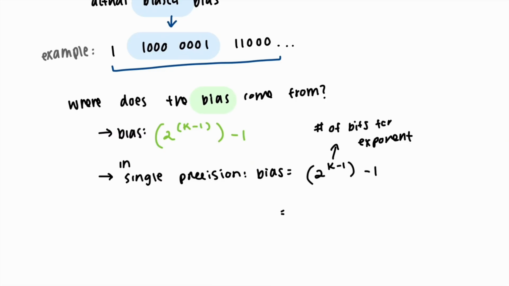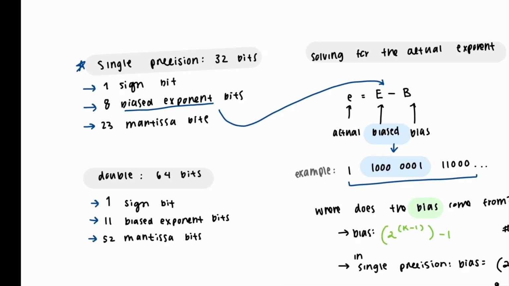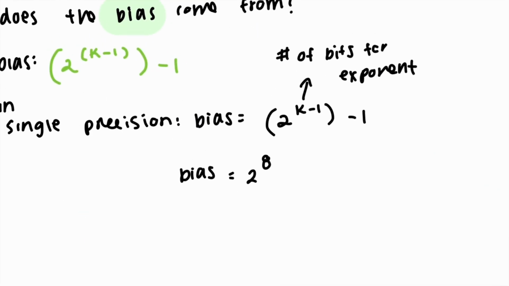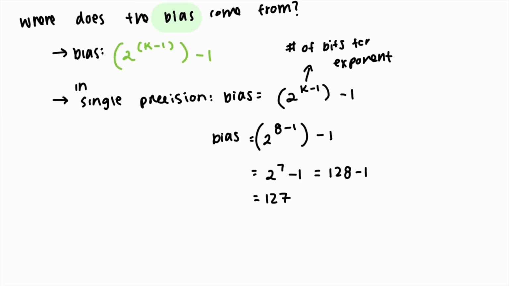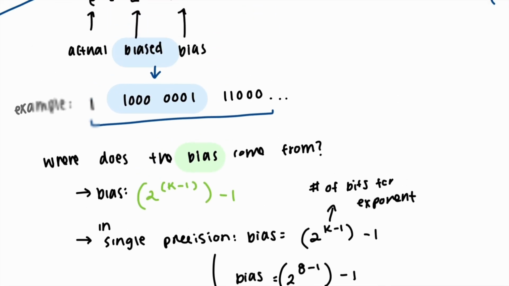To calculate our bias, we'll do 2 to the 8 because in single precision, we have 8 bits for our biased exponent. So we'll do 8 minus 1, minus 1. This will be 2 to the 7 minus 1, which is equal to 128 minus 1. So our bias will be 127. Every single time you're in single precision, you will be using 127 as your bias.